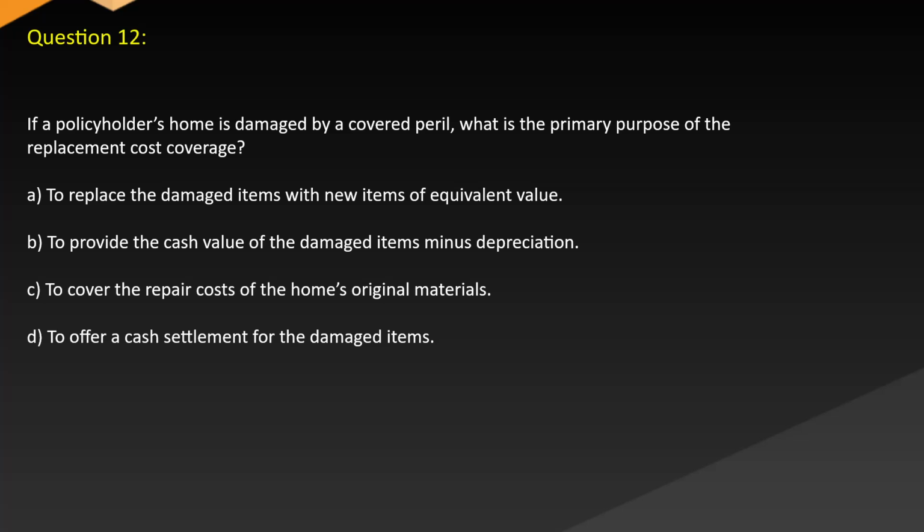Question 12. If a policyholder's home is damaged by a covered peril, what is the primary purpose of the replacement cost coverage? A. To replace the damaged items with new items of equivalent value. B. To provide the cash value of the damaged items minus depreciation. C. To cover the repair costs of the home's original materials. D. To offer a cash settlement for the damaged items.